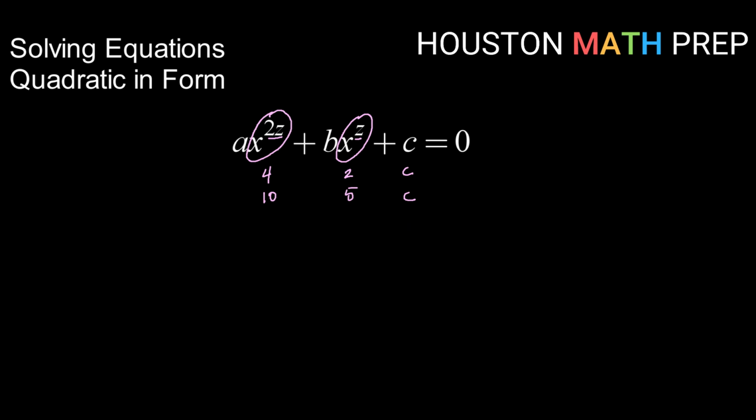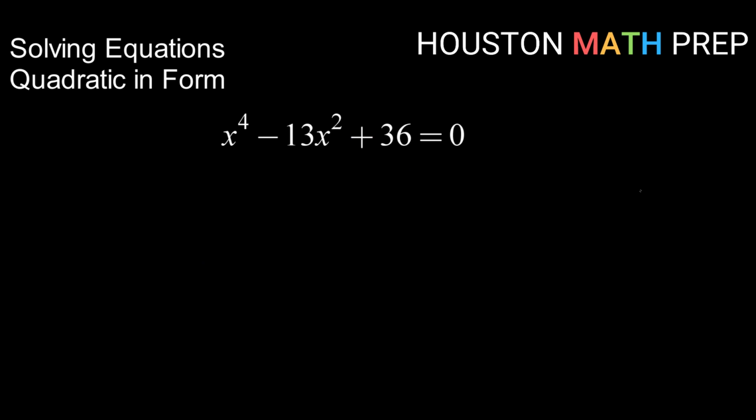And the way that we can work with that is we can make a substitution. So we can say, let y be equal to that middle value. Let y be equal to x to the z power. If we make that substitution, then y squared would be equal to x to the 2z. And so we would get an equation like a y squared plus b y plus c equals 0. And that is our usual quadratic standard form that we know how to solve using lots of different methods. So let's take a look at some examples like this.